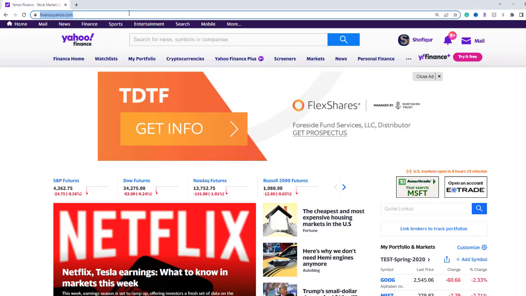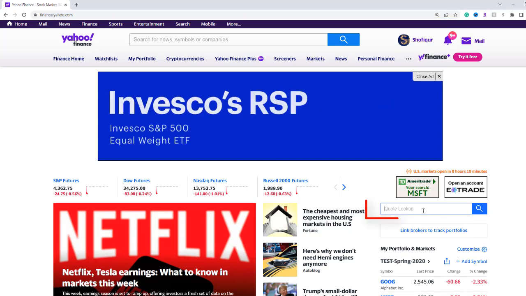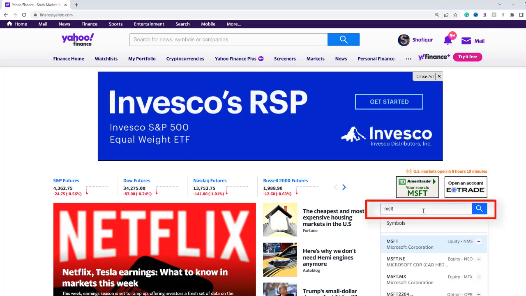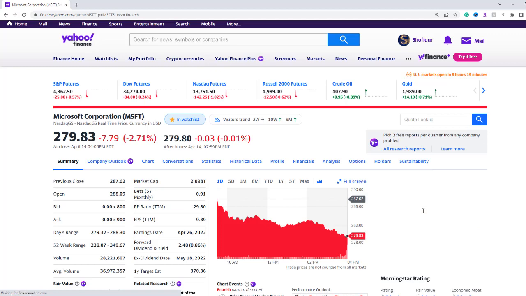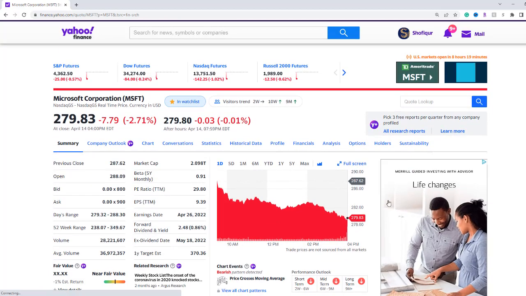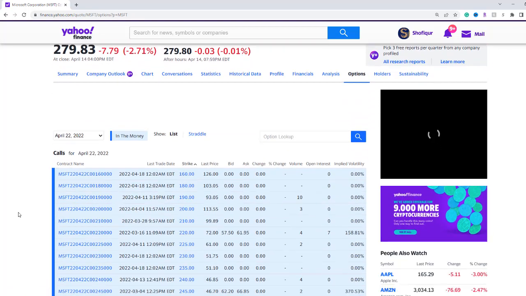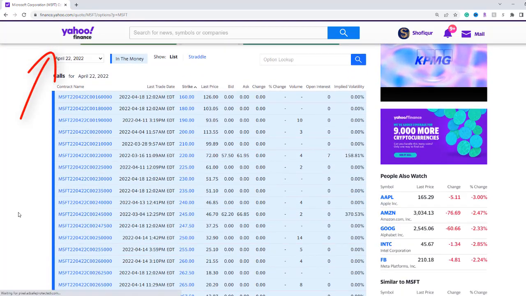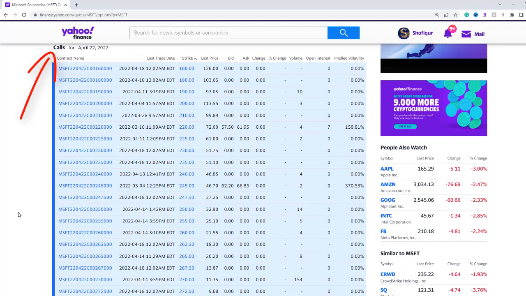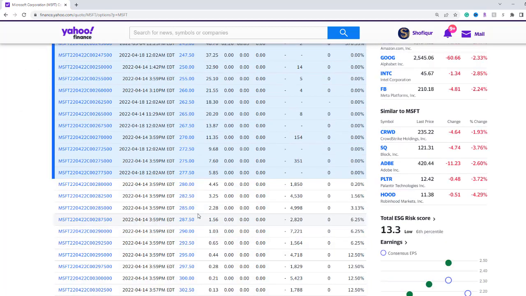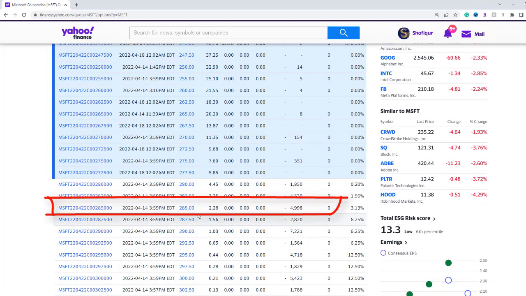If you go to Yahoo Finance and search for MSFT and click Options tab, you are going to see the options chains for each expiration date lined up with their strike prices. As you can see, these are call options that will expire on April 22nd. The option contract with $285 strike price is out of the money option because the market price of Microsoft is now $280, which is below the strike price.